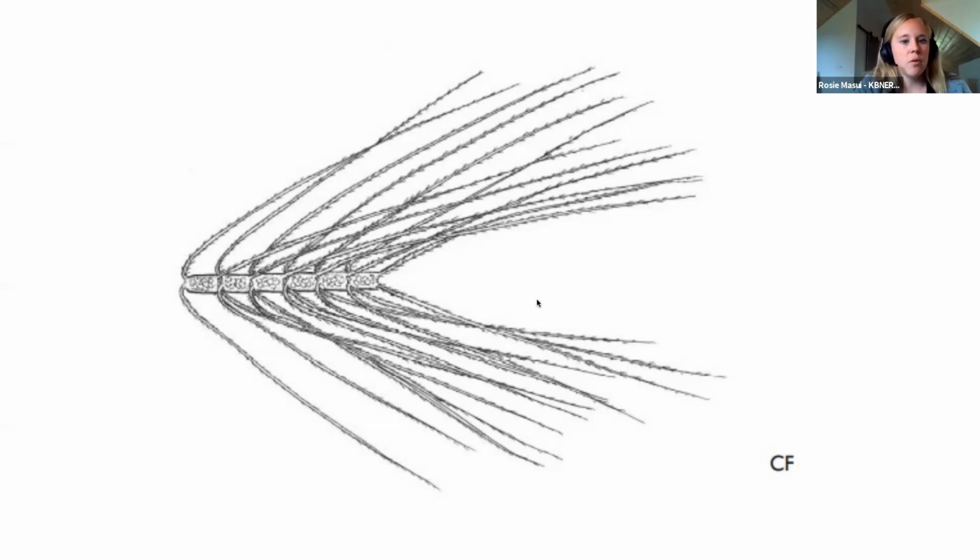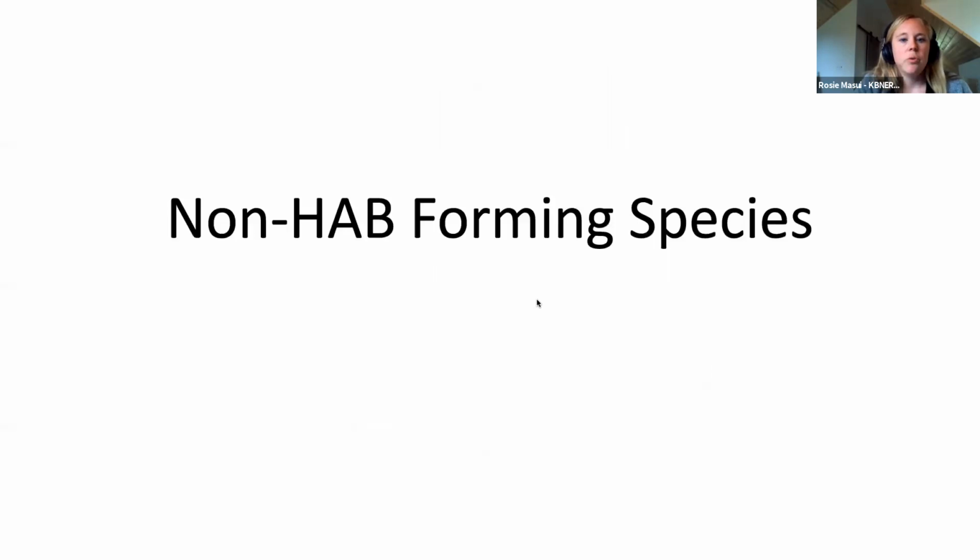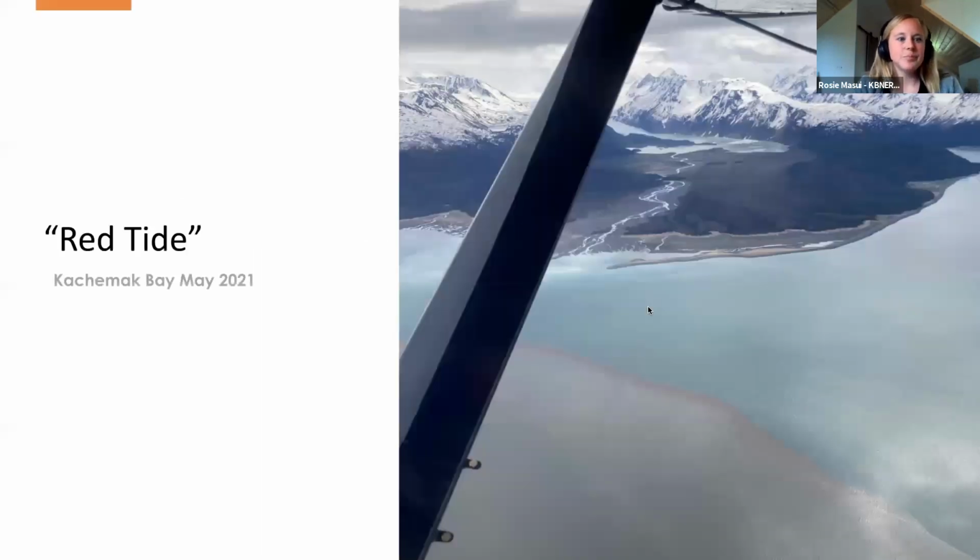All right, Thomas, if you want to go to the next slide. So this is a recent one that I wanted to mention as well. Another story of something that just happened in Kachemak Bay. Thomas, if you'd hop to the next slide. This is a photo that was taken in May of this year by a pilot flying over Kachemak Bay.